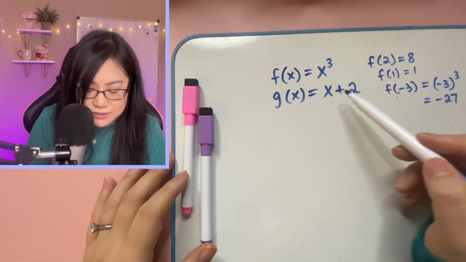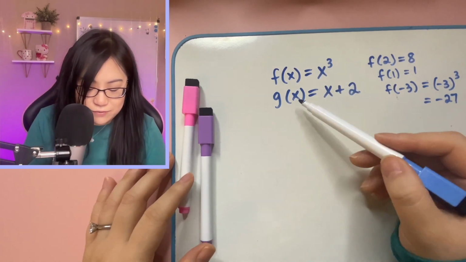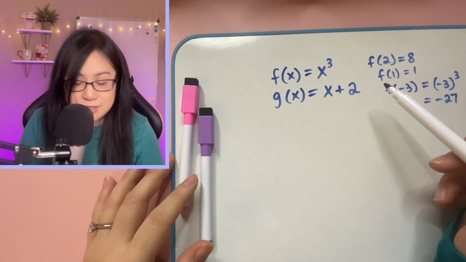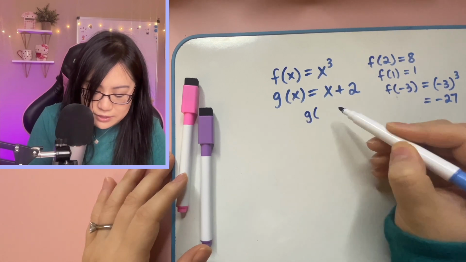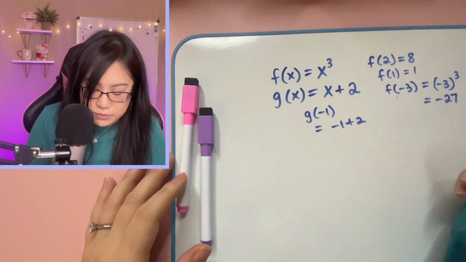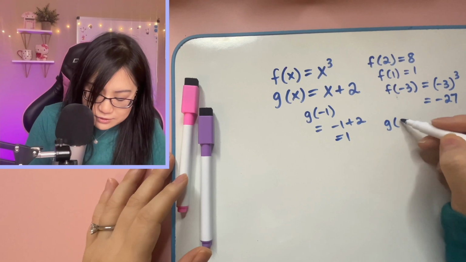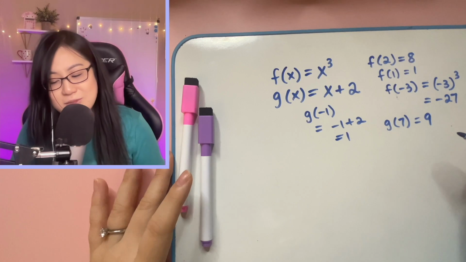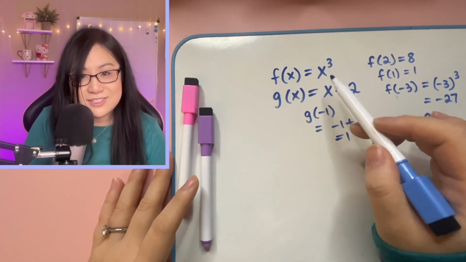Same thing for g of x. We just have a new set of instructions here. If I give you stuff, I just get stuff plus 2 as an output that corresponds with each input. So g of negative 1 equals negative 1 plus 2, stuff plus 2, which is positive 1. g of 7 equals 7 plus 2, which is 9. So I hope that you get the idea there. g of heart is heart plus 2, f of heart is heart cubed.